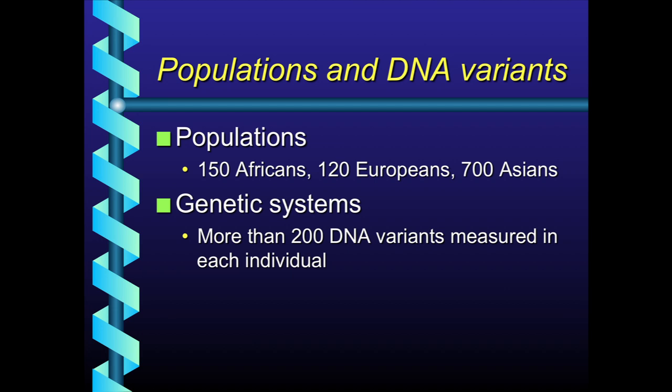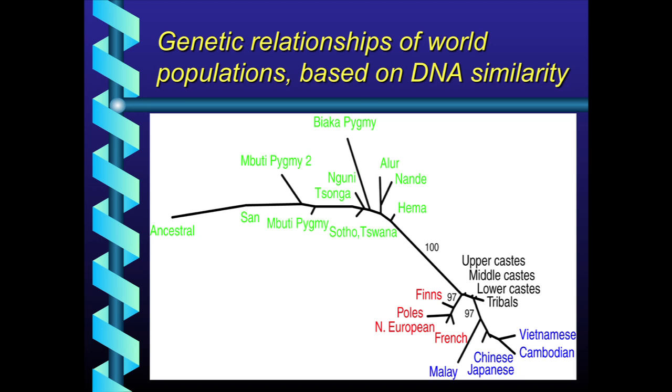Populations and DNA variants. If you were to look at small population numbers, like 150 African populations, 120 Europeans, and 700 Asians, in studies which have been conducted, we show that in these genetic systems more than 200 DNA variants can be measured in each individual. And these types of studies, just at that type of resolution, which is scant in comparison to what can be done now, show in genetic relationships of world populations that we can resolve different tribes in Africa based on genetic variation.